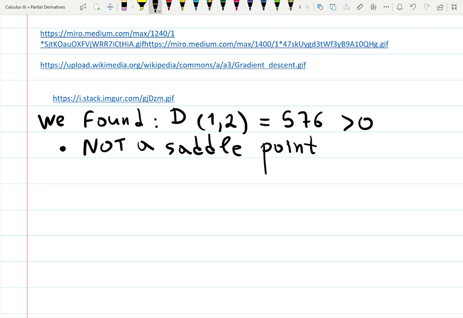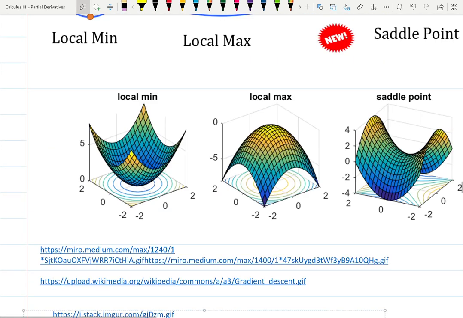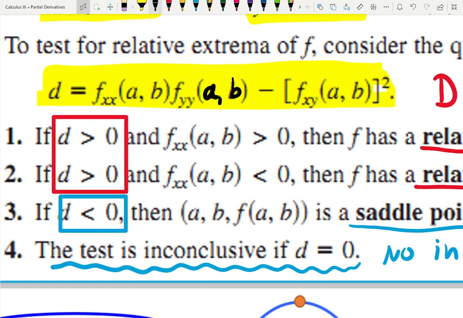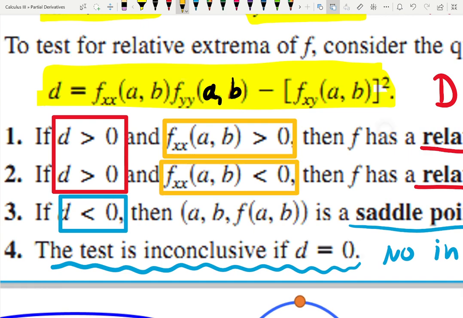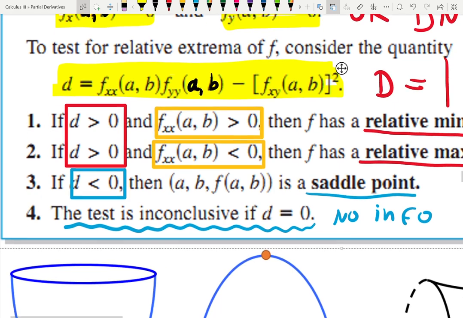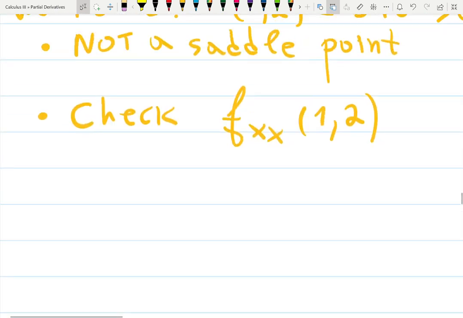Then it's either maximum or minimum. To identify which one it is, we will have to do one extra step. The extra step requires us to calculate one extra derivative at the point we found, (1, 2). Check. So step 2, check f_xx at (1, 2). So that's what the second derivative test tells you over here. If f_xx, the second derivative with respect to x and with respect to x, is positive, then it's minimum. If it's negative, then it is maximum. I will tell you in a second how to memorize it.